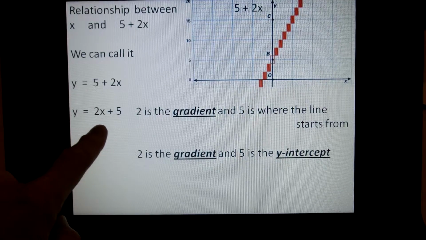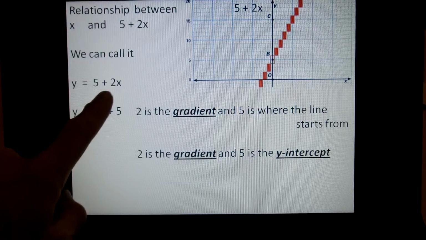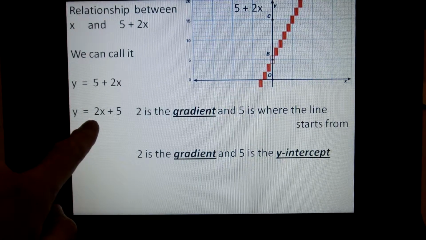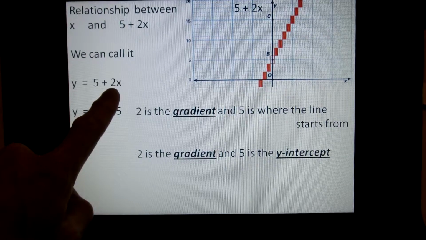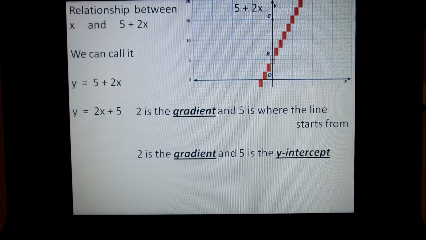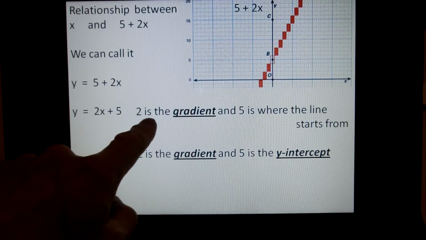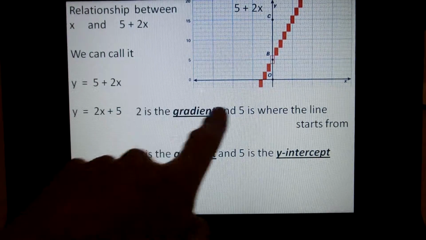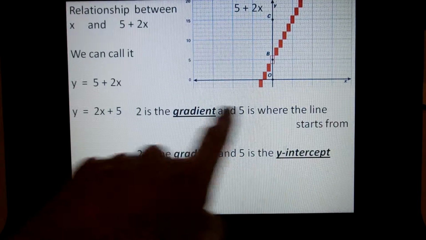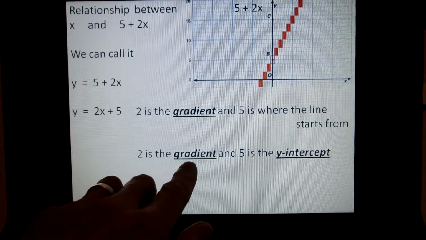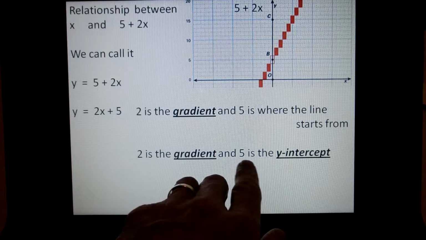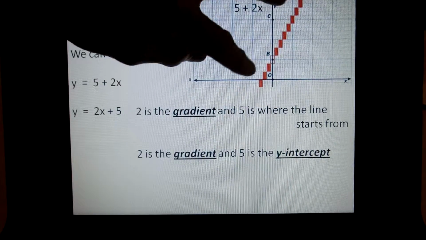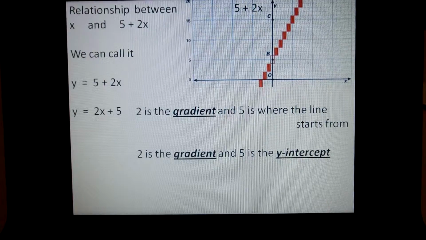The important thing, however, is that the 2 shows you the step ups each time. So it goes along 1, up 2, along 1, up 2. So the 2 tells you how steep the line is, its gradient, and the 5 tells you where the line starts from. We say 2 is the gradient, and 5 we sometimes just describe as the y-intercept, where the graph or the line intercepts the y-axis.